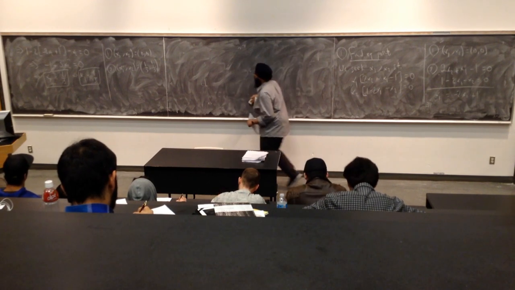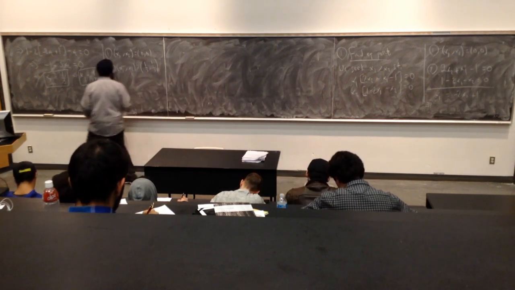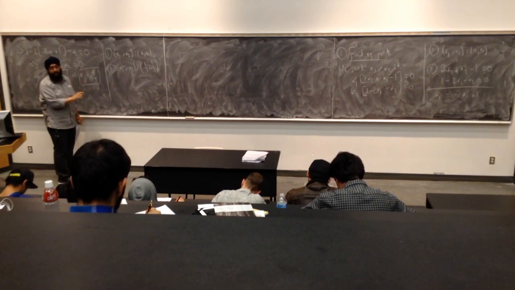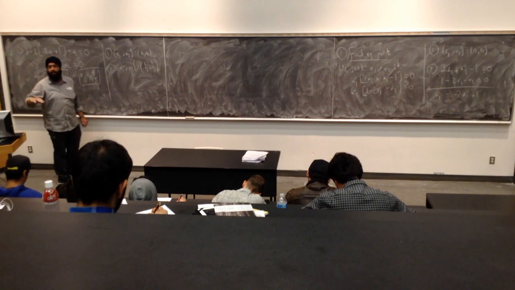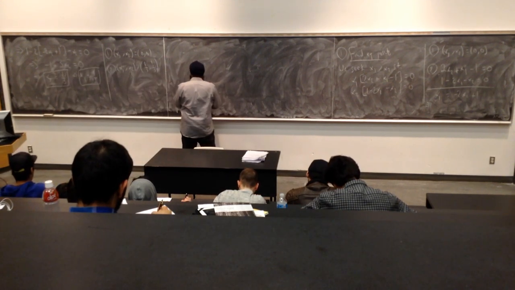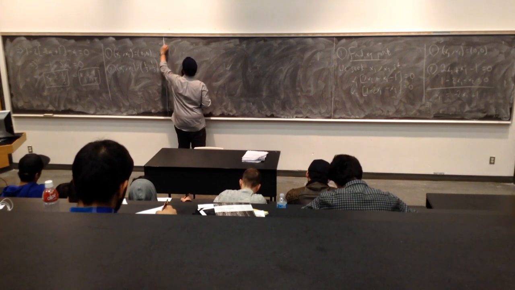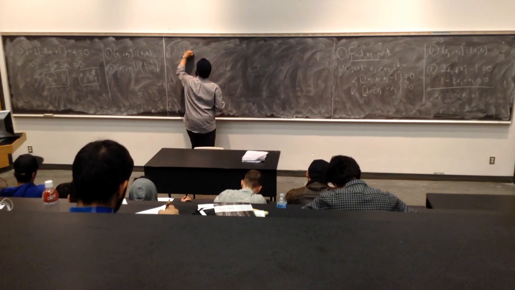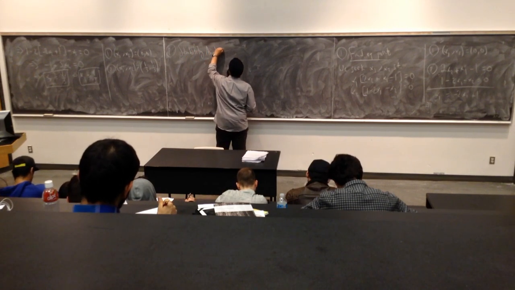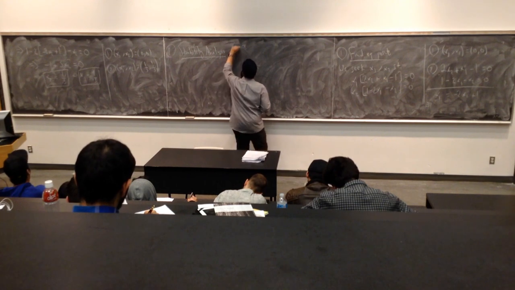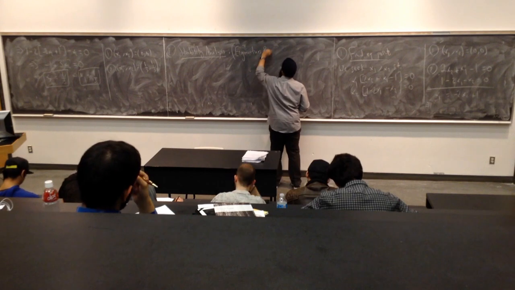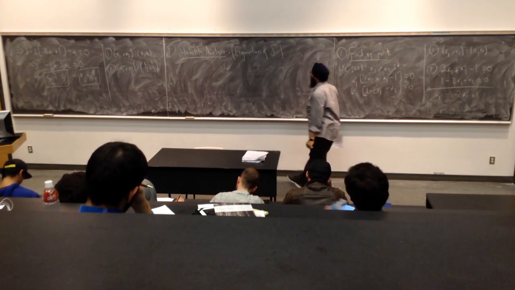So step one is to find the equilibrium point. Step two is to determine the stability properties of each equilibrium point. But that depends on the eigenvalues of the Jacobian matrix, so I need the Jacobian. So step two is the stability analysis. But that just means, in other words, the eigenvalues of the Jacobian.